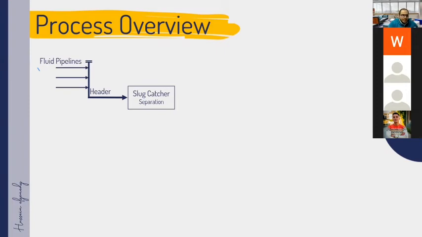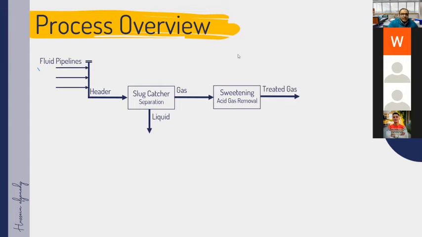Slug catcher is a separation process we will talk about in brief, at which the gas is separated from liquid. After that, if the gas is sour, it goes to sweetening, or acid gas removal. And after that, the treated gas from sweetening enters the dehydration process, or water removal process. After dehydration, the gas is called sales gas, and it goes to the metering station, at which we count the gas being sold.